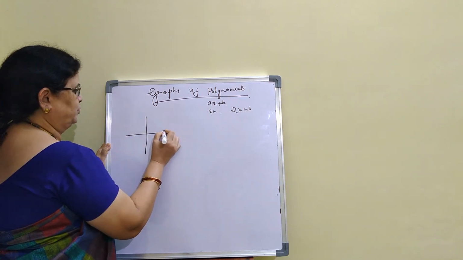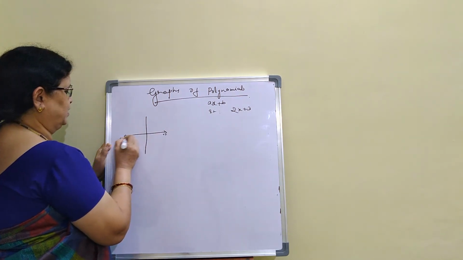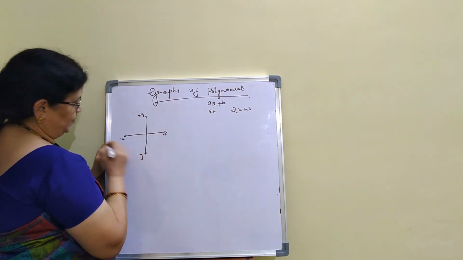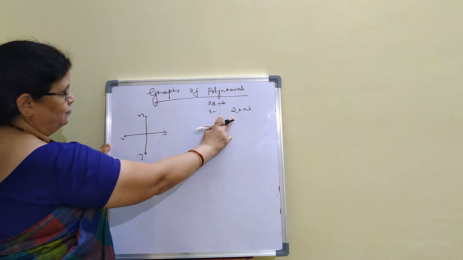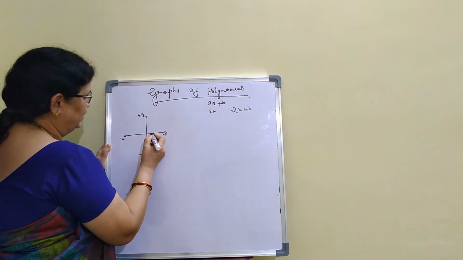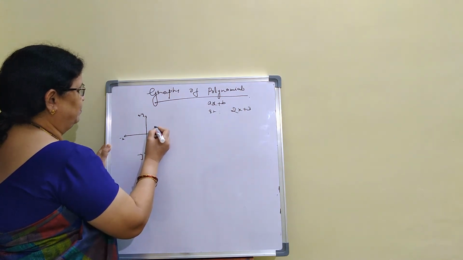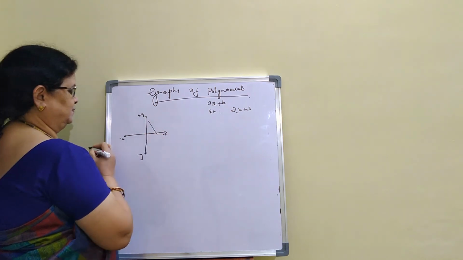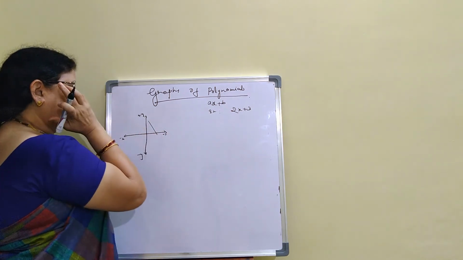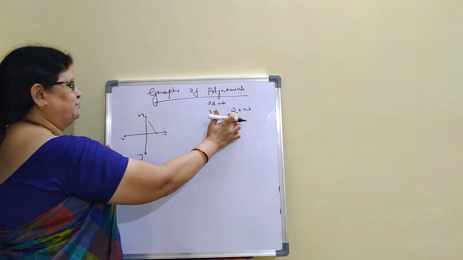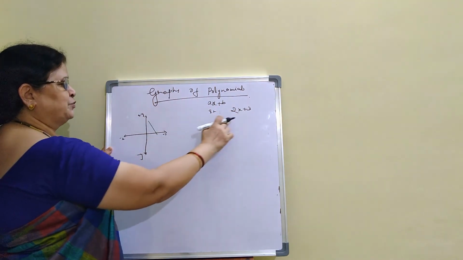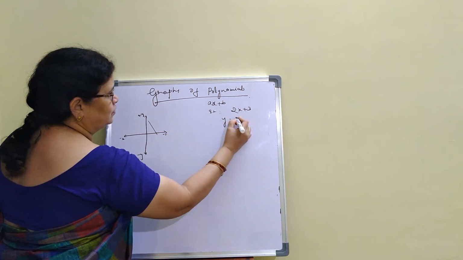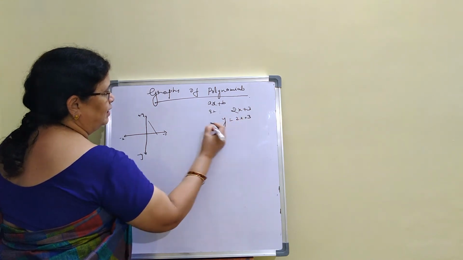this is positive x, this is negative x, positive y and negative y. Suppose I draw a graph for this, I will get a line. The line can be either like this. It depends upon the equation we substitute values into, like y is equal to 2x plus 3.